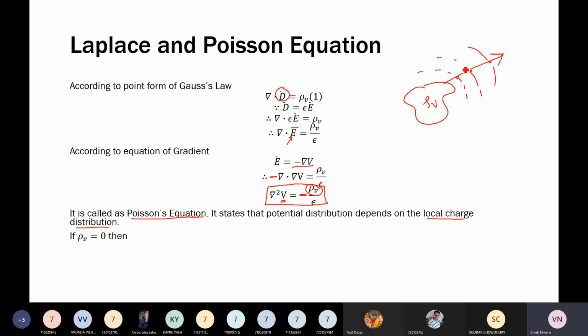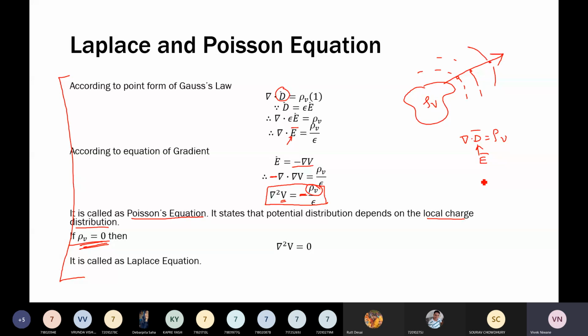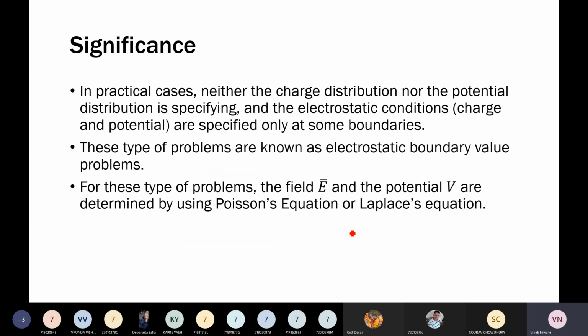Another very interesting thing: if rho v is equal to 0, if the volume charge density is 0, then del square V is equal to 0, and this is called your Laplace equation. You don't need to go too deep here, because anyone, even a 10th standard student, can tell you that if there is no charge, where will the potential come from? But in the mathematical way, we started with del dot D bar is equal to rho v. Here we put the equation of E bar, and end up with an expression. Then we put E as minus gradient of V, and we end up with the first equation, Poisson's equation, and the second equation, the Laplace equation.